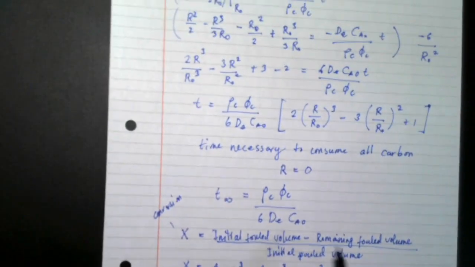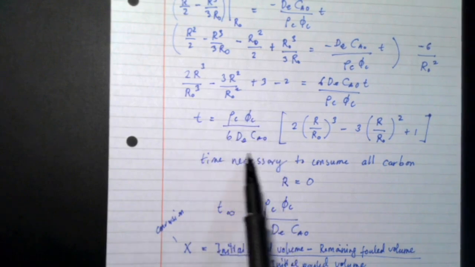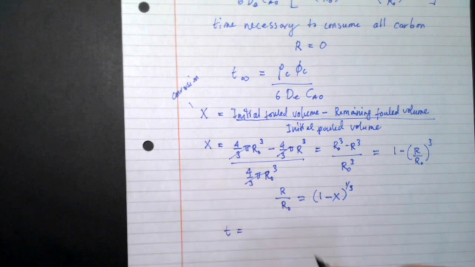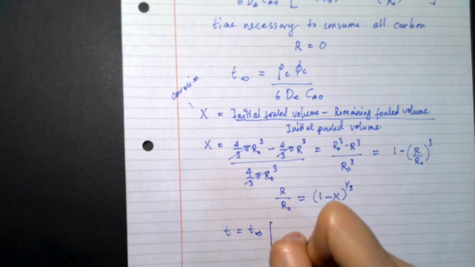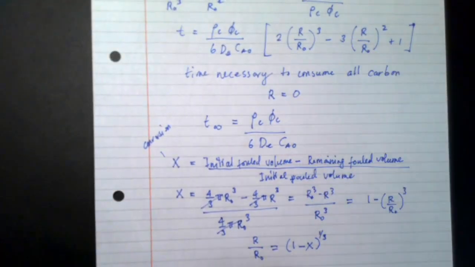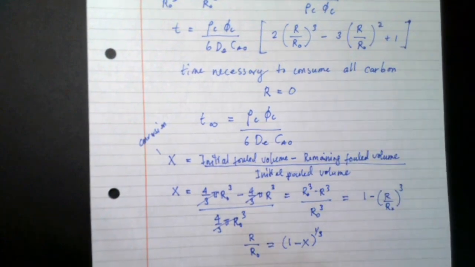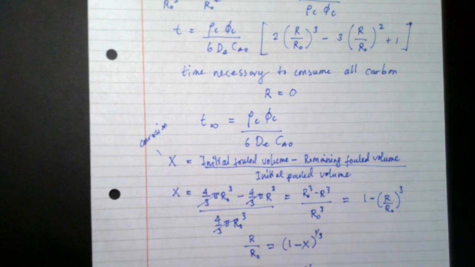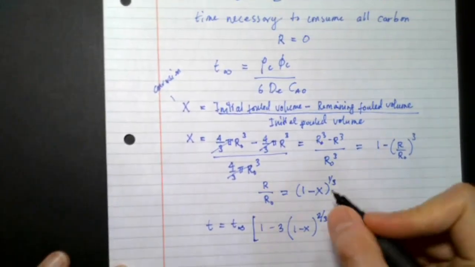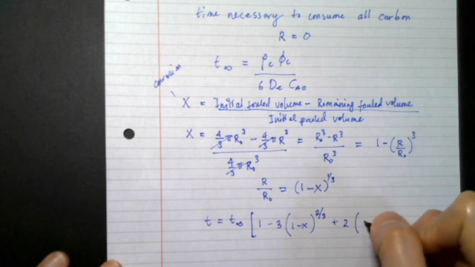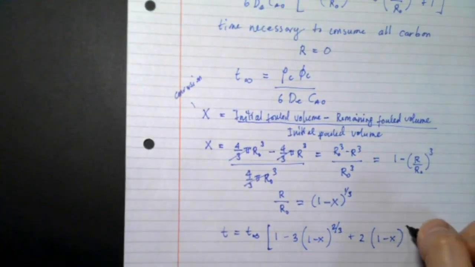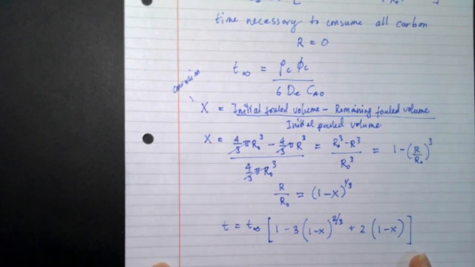Substituting r over r naught into our expression for the time, and noting that this bunch of constants here is t infinity, we can write t as t infinity multiplied by, so I'll start with 1 and then minus 3. R over r naught is 1 minus x raised to 1/3, but I have 2 there, so this one will be raised to 2/3. And then the last term would be this, so I'll have plus 2 times 1 minus x raised to 1/3, but I have exponent 3 there, so the exponent here will just be 1. So this is my final expression in terms of conversion x.